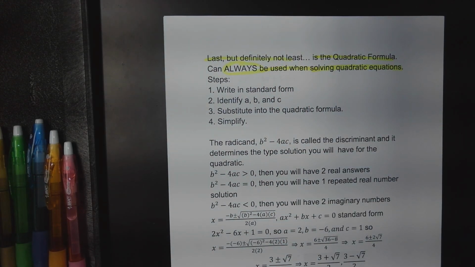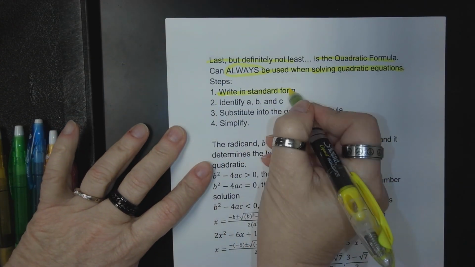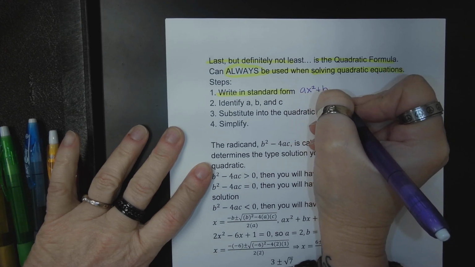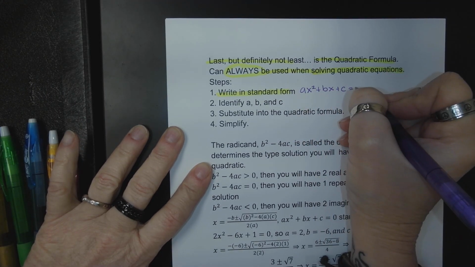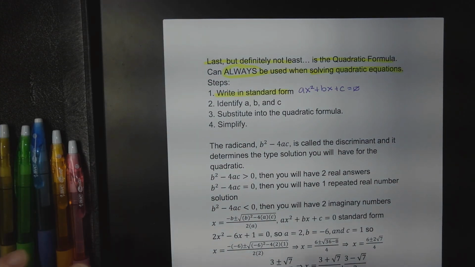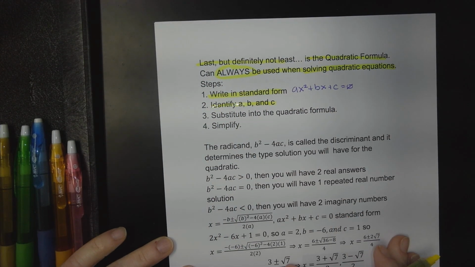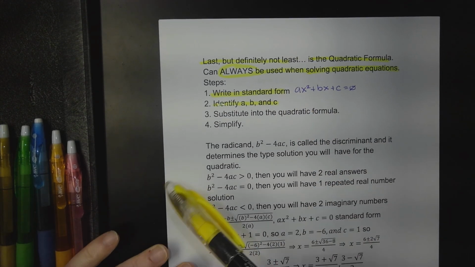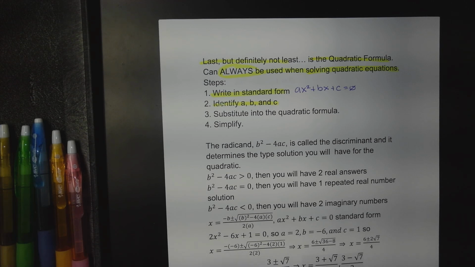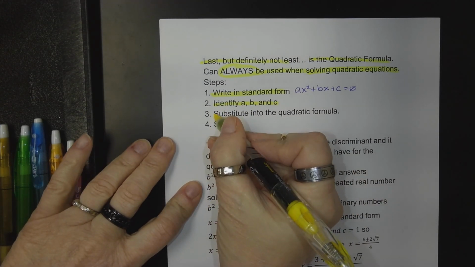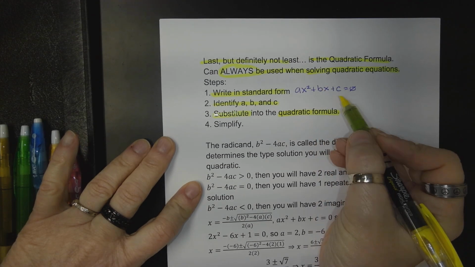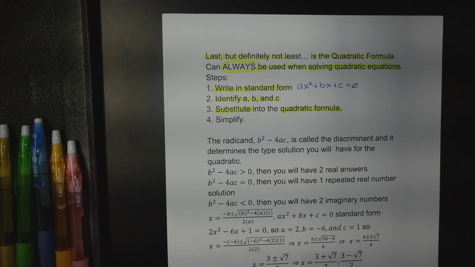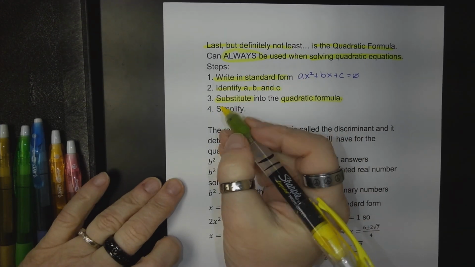Our steps for this is to write in standard form. And standard form is ax squared plus bx plus c equals 0. Okay? Then our next step is we're going to identify a, b, and c, which are the coefficients in front of your variables. Does not include your variable. Then we are going to substitute these into our quadratic formula. Kind of just plug and chug is what I like to call it, because we're going to plug it in to our quadratic formula and then just chug along until we find the answer, and then we just simply simplify.